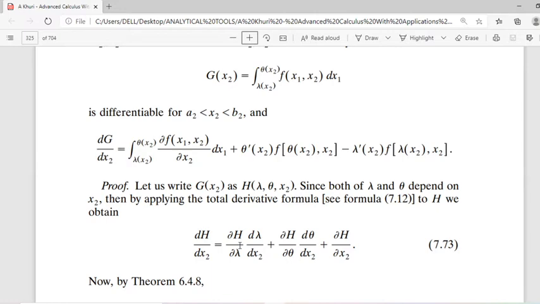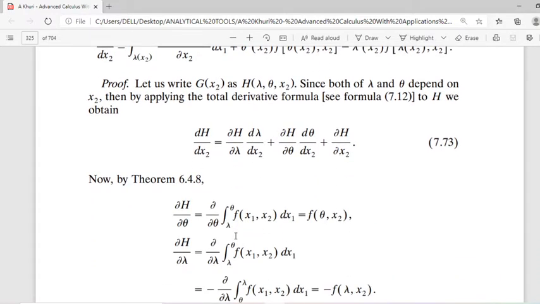Note that h(lambda, theta, x2) is nothing but g(x2). We are using the notation h(lambda, theta, x2) because it depends upon lambda, theta and x2 as well. So this is the equation we have used.